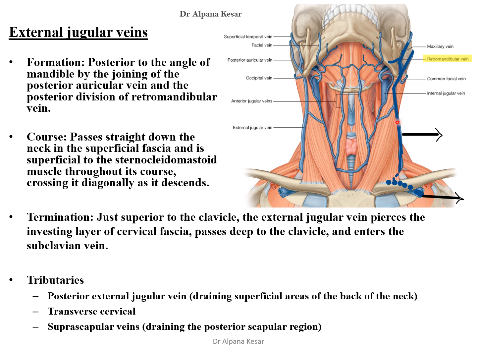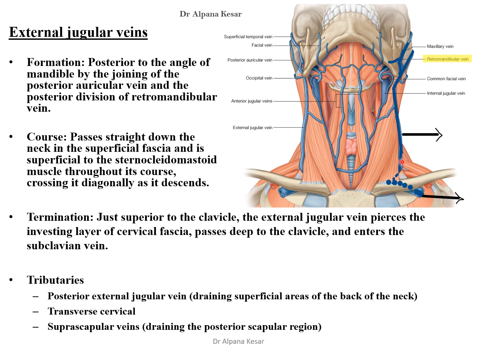Course of the external jugular vein. The external jugular vein descends in the neck superficial to sternocleidomastoid muscle, crossing it diagonally. Termination of external jugular vein is by piercing the investing layer of deep cervical fascia. The external jugular vein passes deep to the clavicle to terminate into the subclavian vein.